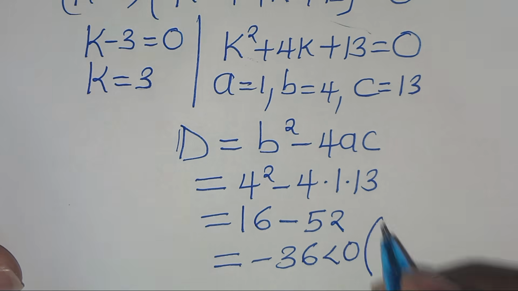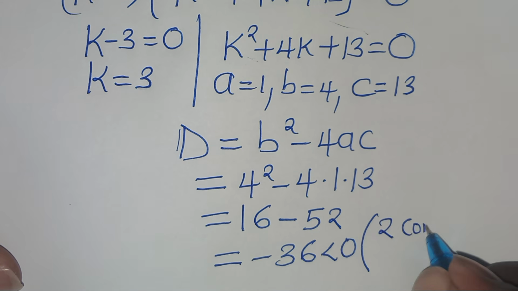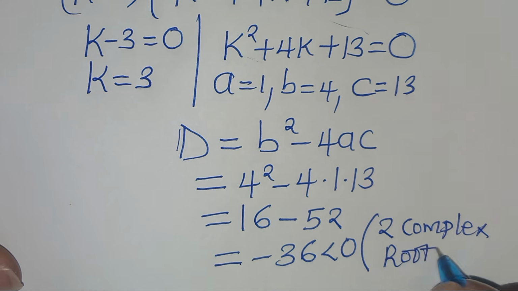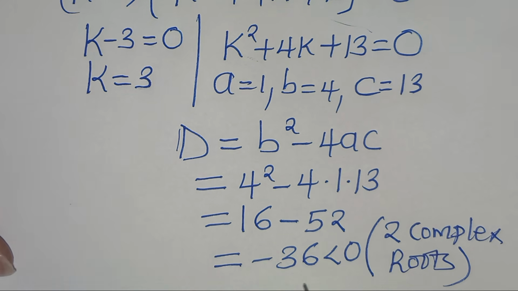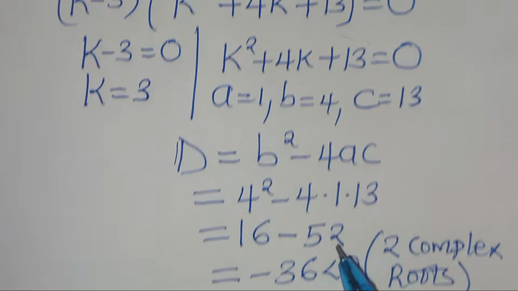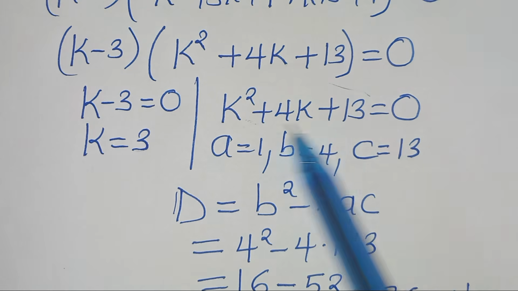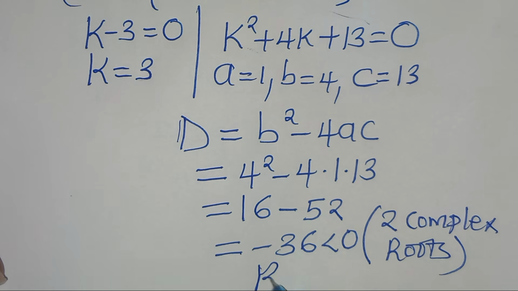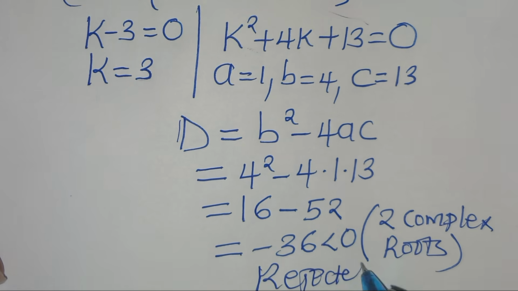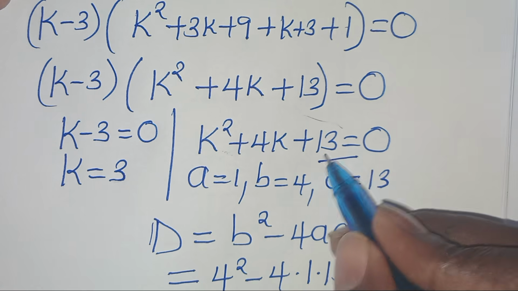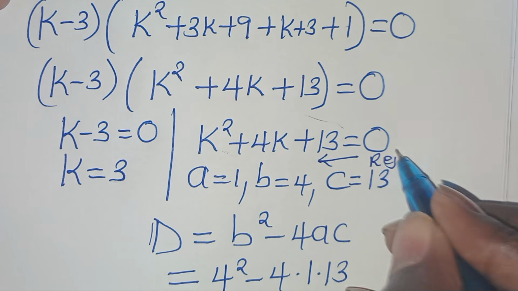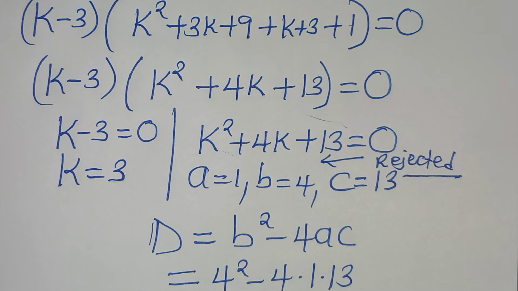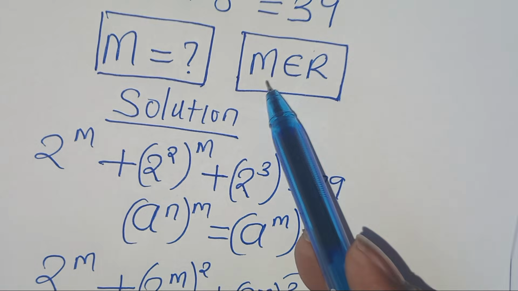So what this means is that we have two complex roots. This means that there is no real solution that can be obtained from this quadratic equation. So therefore, this quadratic equation is rejected because the value of m is a member of real numbers.